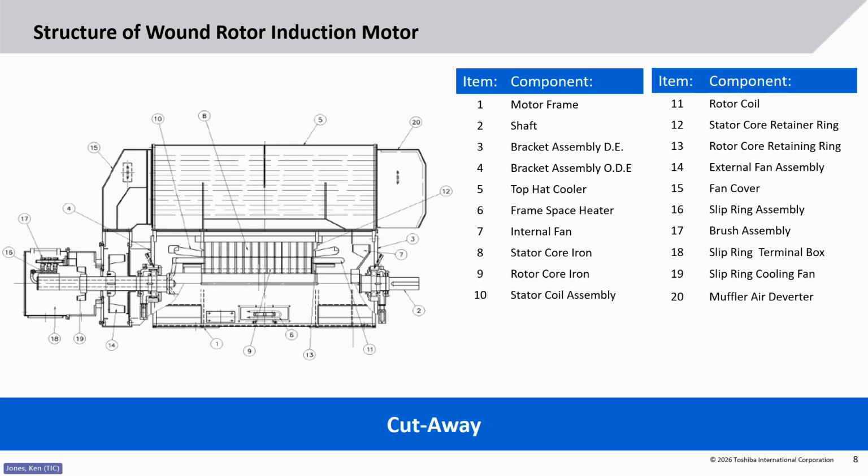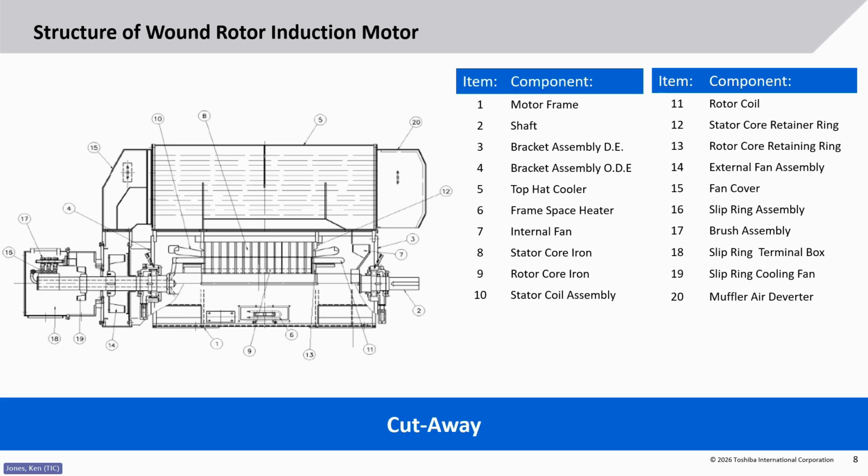This just shows the regular construction as a point with regards to the frame. This is a TAC machine, typical induction with regards to how it appears. You have your frame, your shaft assembly, the end brackets, and then the top hat assembly, and the frame heaters, which would be with any machine.